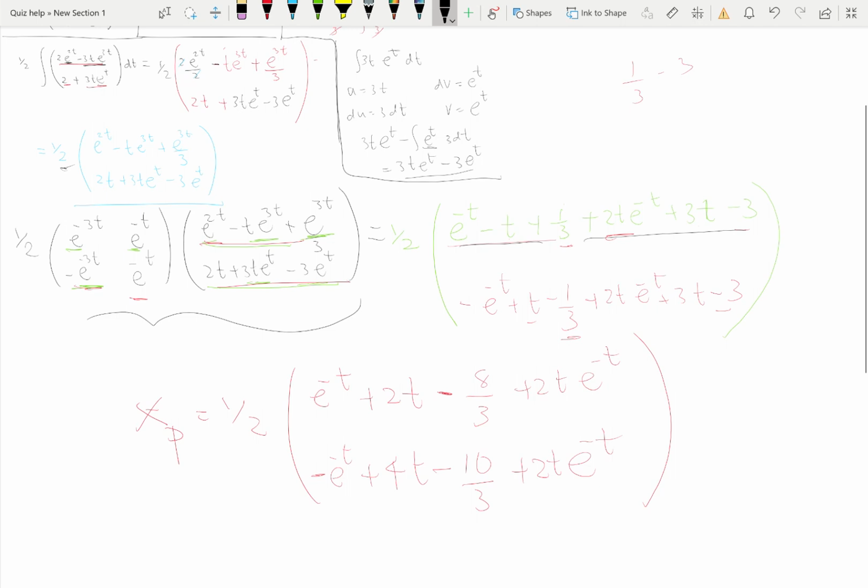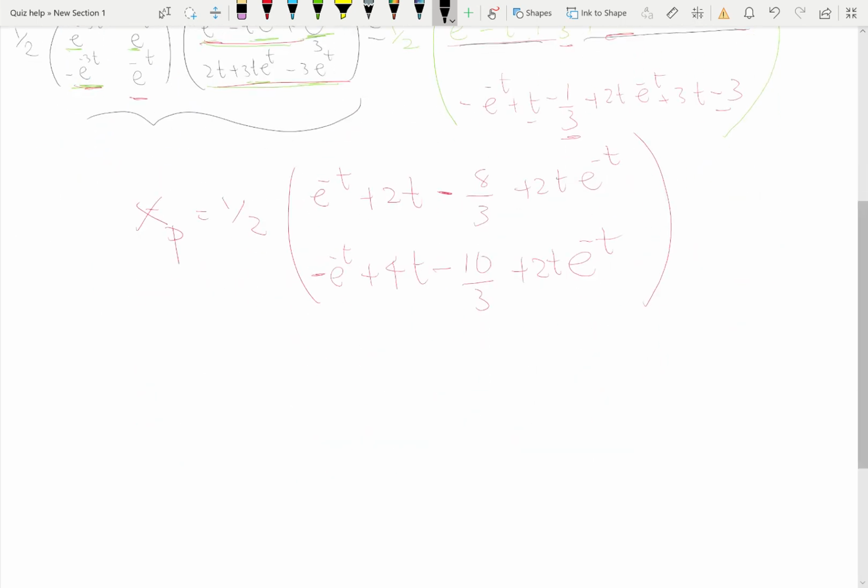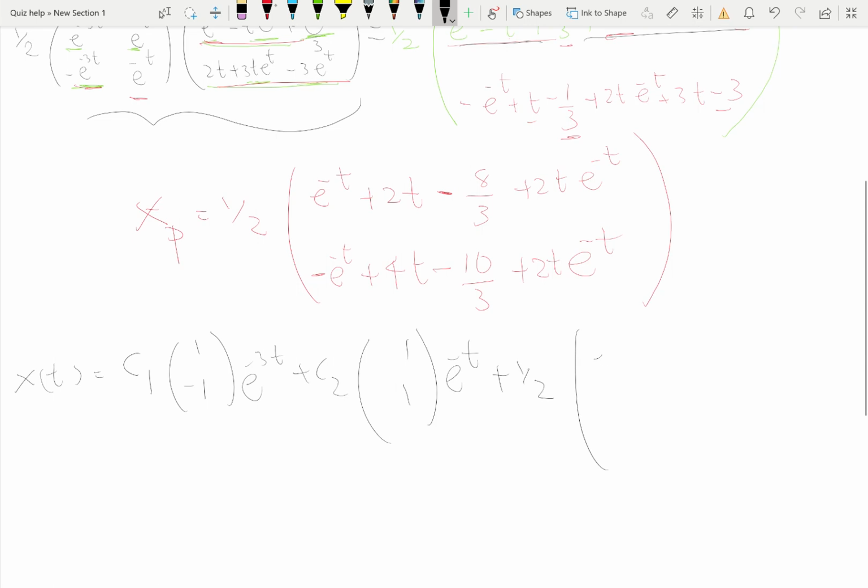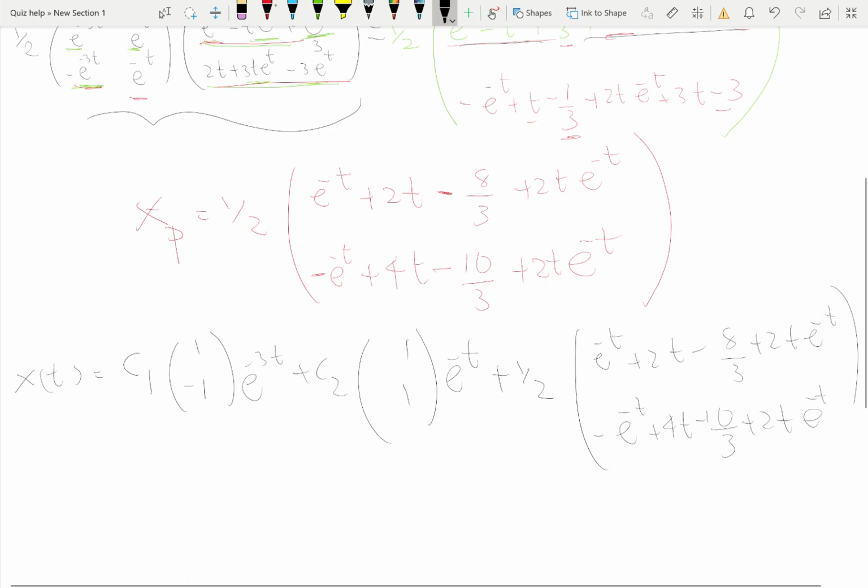Okay, so now we have the particular solution. Let's finish up the problem by writing the general solution. So the general solution is the complementary solution, C1 times the vector (1, negative 1) e to the negative 3t plus C2 times the vector (1, 1) e to the negative t, plus the particular solution, which is half of what we found. Okay, I need to write this so that you finish up writing the general solution like this. So this is a really hard example from variation of parameters for systems. Okay, so this is the general solution. All right, thank you.